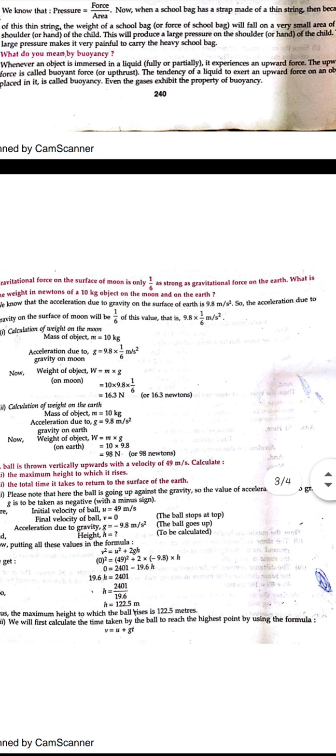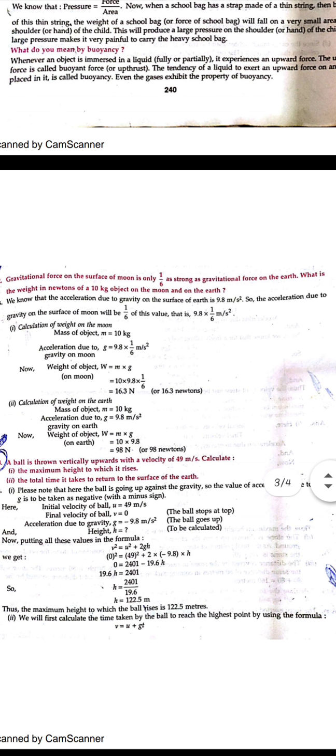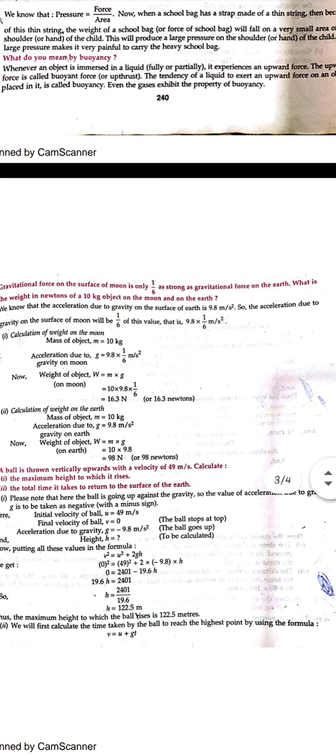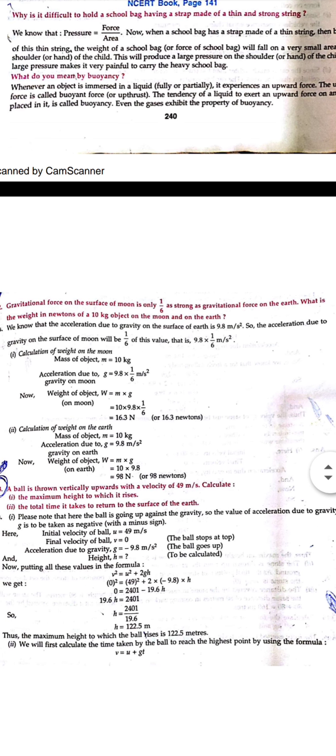So we can say that whenever we immerse a body into a liquid, some force acts in the upward direction. Whenever an object is immersed in a liquid, partially or fully, the body experiences a force acting upward, in the opposite direction. This force exerted by the water on the body is called the buoyant force, or upthrust. Thrust means force, and up means the upward direction, acting on the body due to the liquid. So the tendency of a liquid to exert an upward force on an object placed in it is buoyancy. This buoyancy can be of liquids, and it can be seen in gases also.